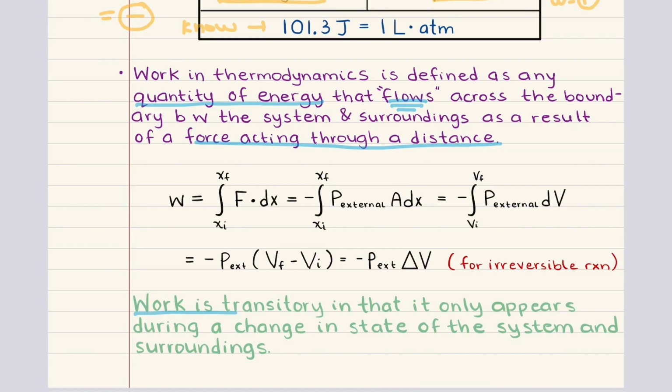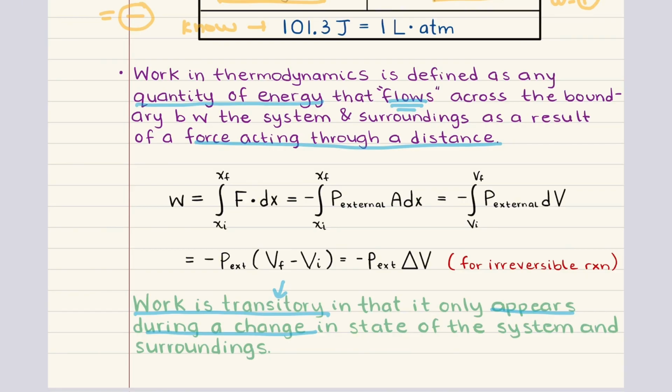Now, in addition, work is also transitory. That means it is not a property that the system has. There is no such thing as the work of the system at a state. Work only appears while a change is happening: during a compression, during an expansion, while current flows, while a surface stretches. When the process stops and the system sits quietly in a fixed state, work is zero and undefined as a property, and we'll see that this is the same case for heat.